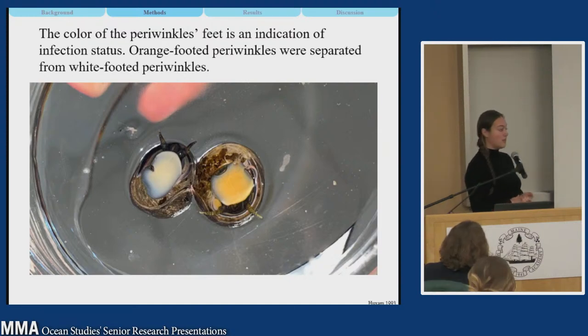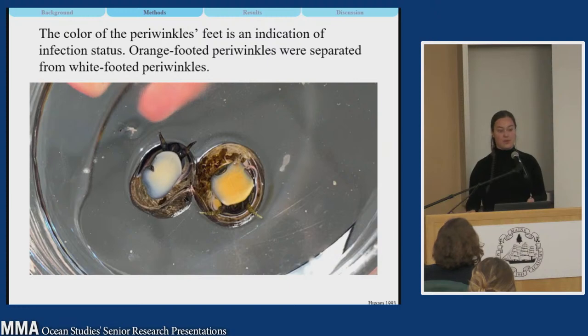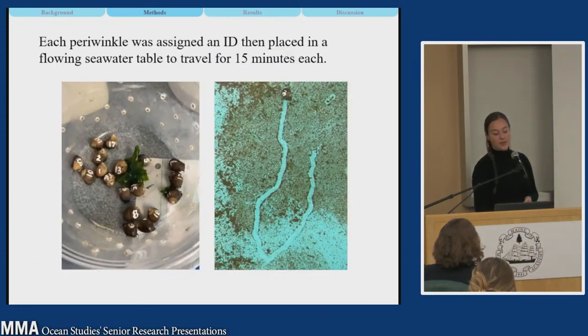So I separated these orange-footed periwinkles from the white-footed periwinkles, and I had 10 of the very vibrant orange-colored periwinkles and 10 of the very white periwinkles, and then the rest of the periwinkles were released. Next, they were all given an ID so I could determine which periwinkle was associated with the foot color and the distance that they had traveled.